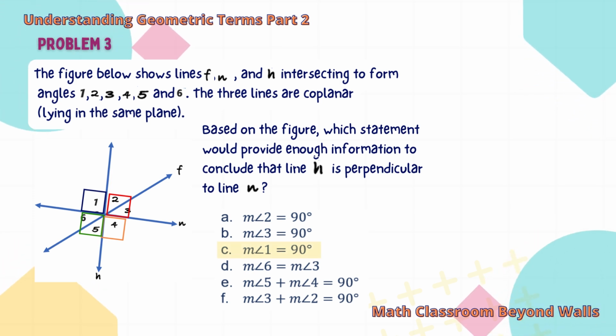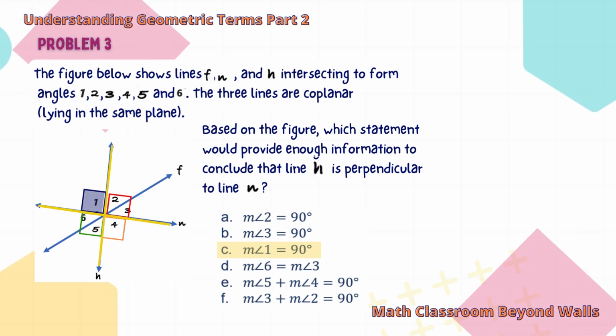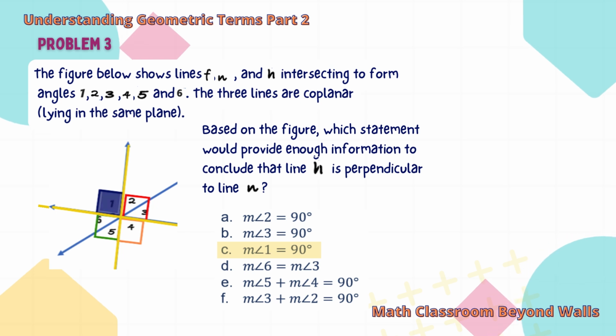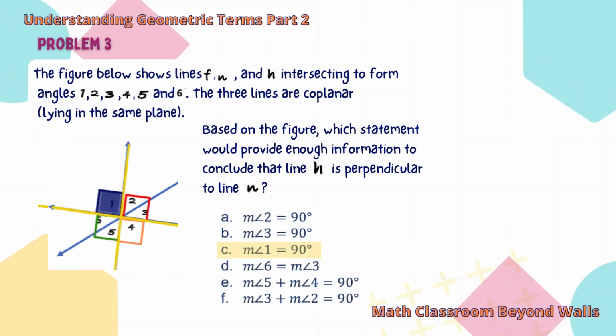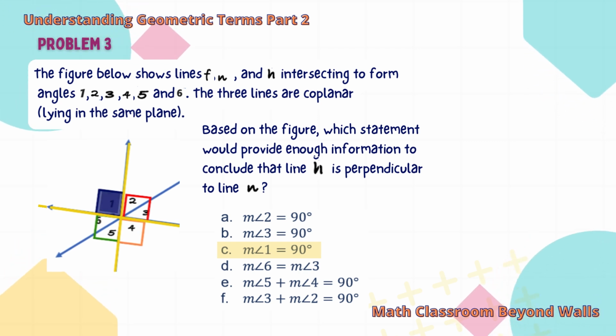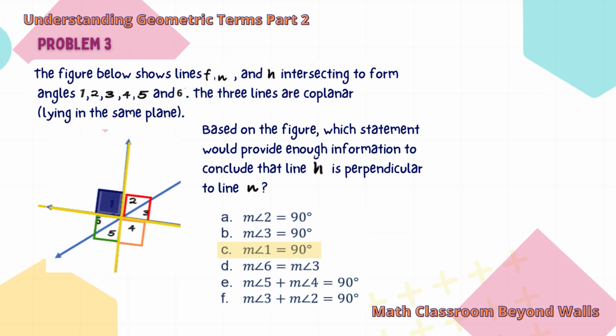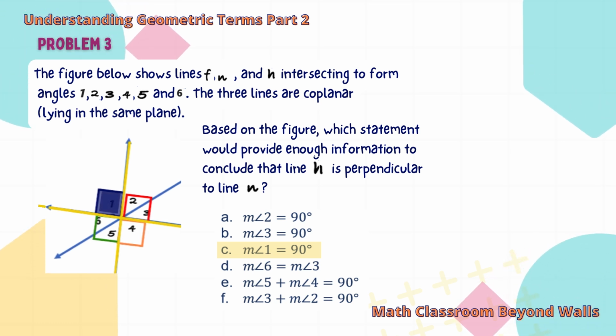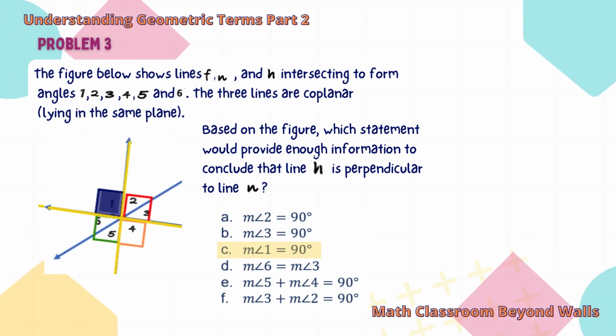Let's go to option C. The measure of angle 1 is equal to 90 degrees. Where's angle 1 in the figure? Is angle 1 equal to 90 degrees? Yes, angle 1 is 90 degrees. Since angle 1 is 90 degrees, and it is an angle formed at the intersection of line H and line N, this statement would provide enough information to conclude that line H is perpendicular to line N.